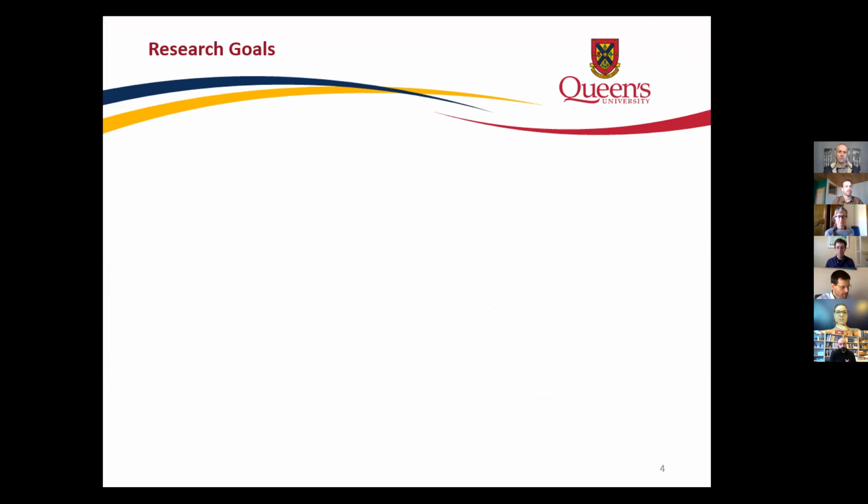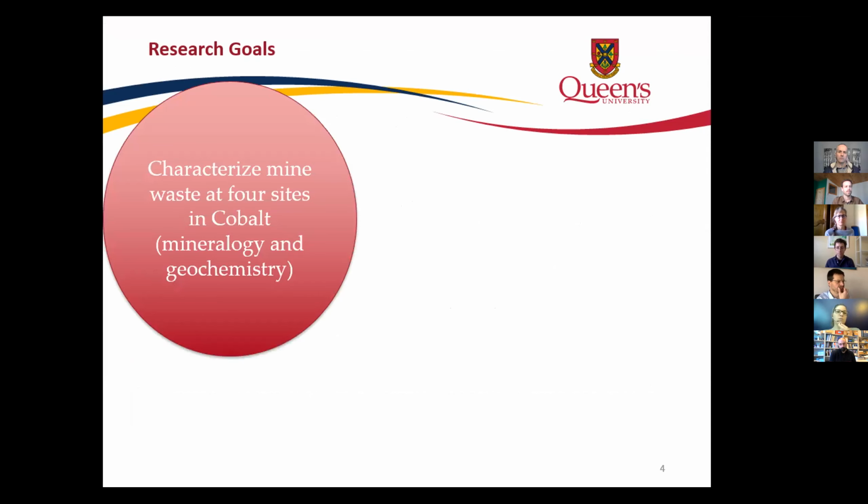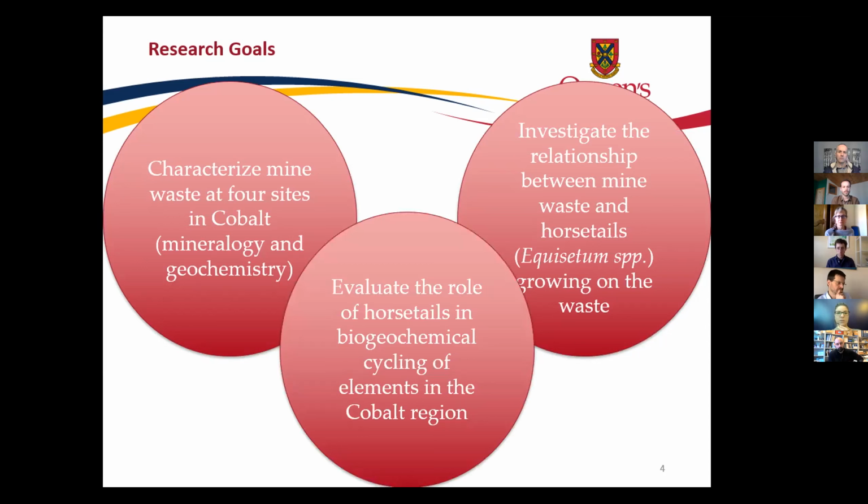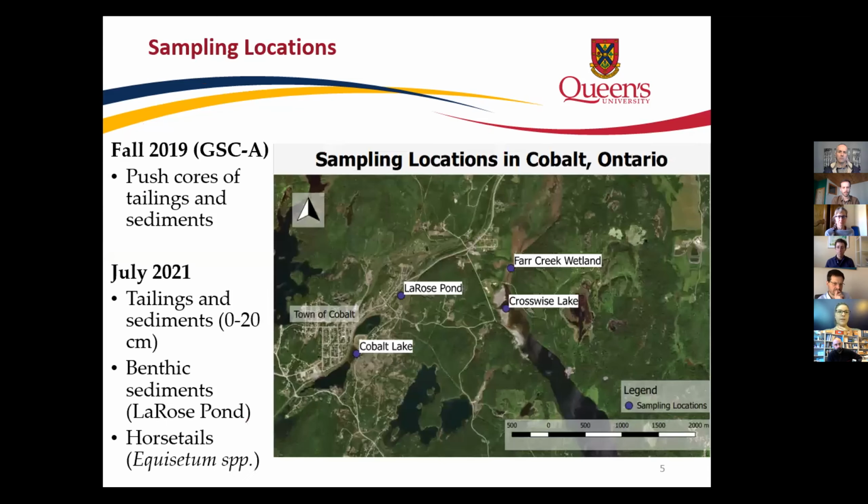Now, this leads me to some of my research goals. My first goal is to characterize mine waste at 4 sites in Cobalt, looking at both the mineralogy and the geochemistry of these wastes. I'm also investigating the relationship between mine waste and horsetails growing on the waste. These are a sort of wetland or field plant. I'm also evaluating the role of the horsetails in biogeochemical cycling of elements in this region.